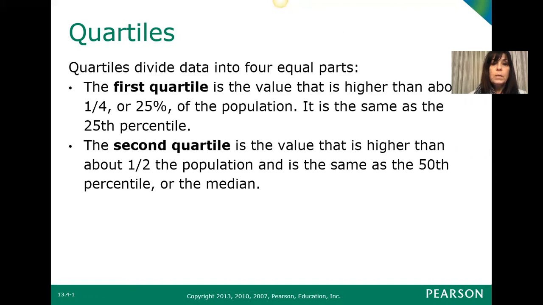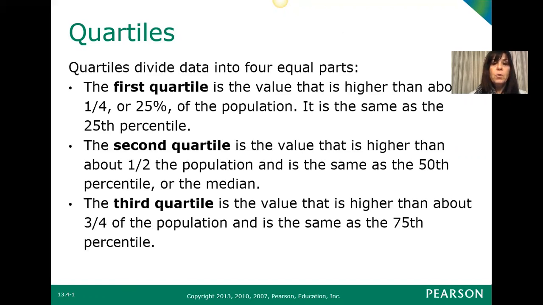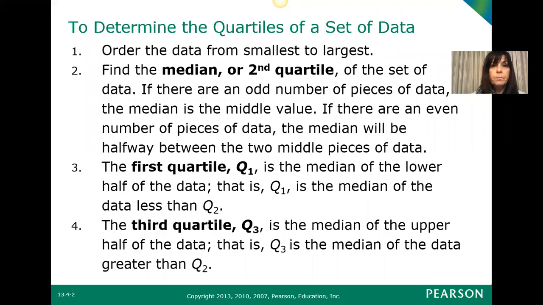The second quartile is the value that is higher than about a half of the population, and it's the same as the 50th percentile, and it's also called the median. And the third quartile is the value that is higher than 3/4 of the population and is the same as the 75th percentile. So these three quartiles will divide your data into four equal parts. What I mean by that is four parts that have the exact same number of pieces of data in them.